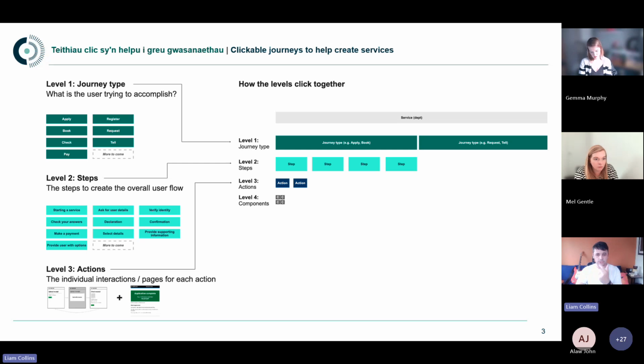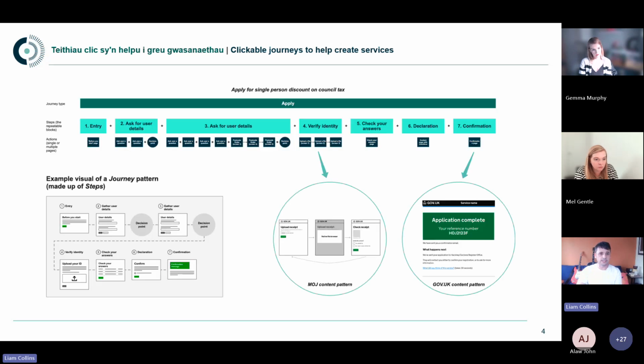So to give you an example of how that might look, here is an apply for single person discount on council tax. So you can see it's an apply journey. It's made up of an entry step, ask for user details step, and then I won't go into the details of why there's two, but there's two ask for user detail steps. Then you verify their identity, check your answers, make a declaration, confirmation, and then underneath that, each of those steps is made up of individual screens. So hopefully that kind of gives you the gist on what we're talking about when we talk about service patterns. So digital journeys.